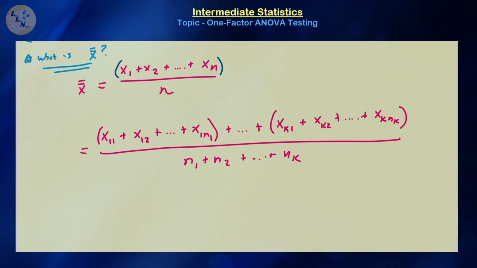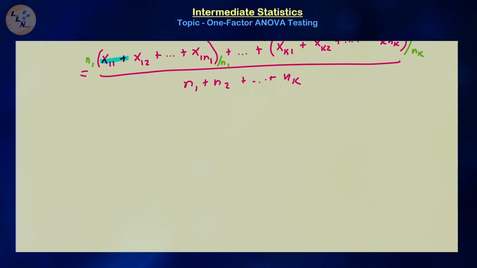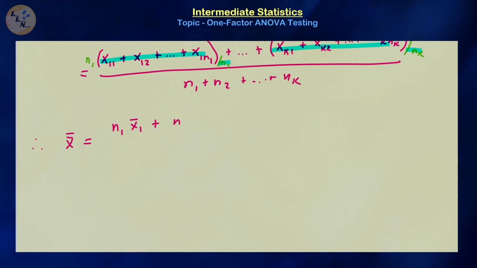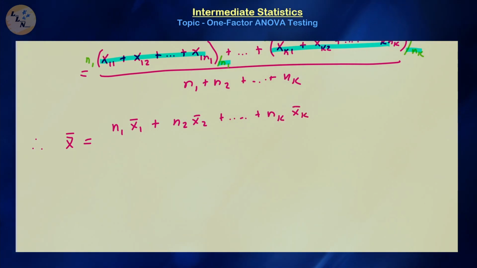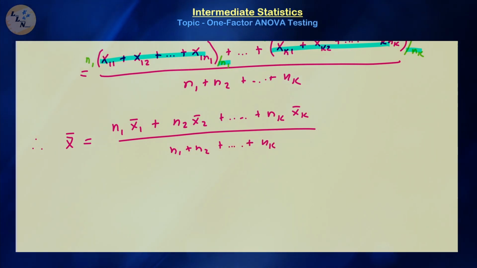So if I have that, notice I can multiply top and bottom by the size of group 1, and I can multiply top and bottom by the size of group k, and do that for all of the values. And notice that this relationship, the sum divided by the size, is precisely equal to the average. So one can see that the grand mean is precisely equal to n1 times x bar 1 plus n2 times x bar 2 all the way out to nk times x bar k, divided by n1 plus n2 all the way out to nk.